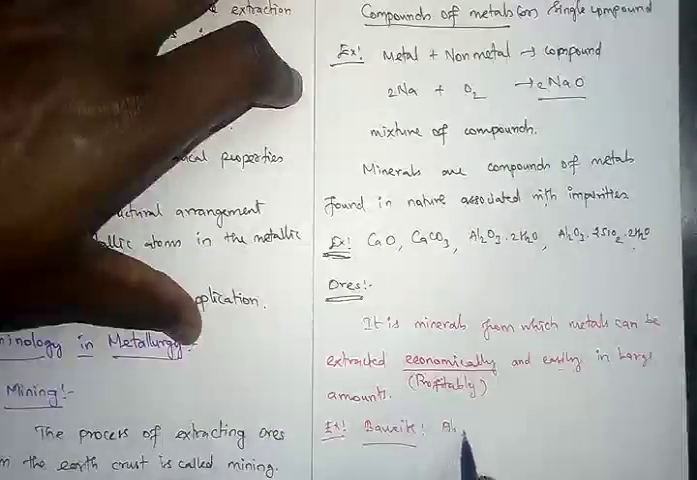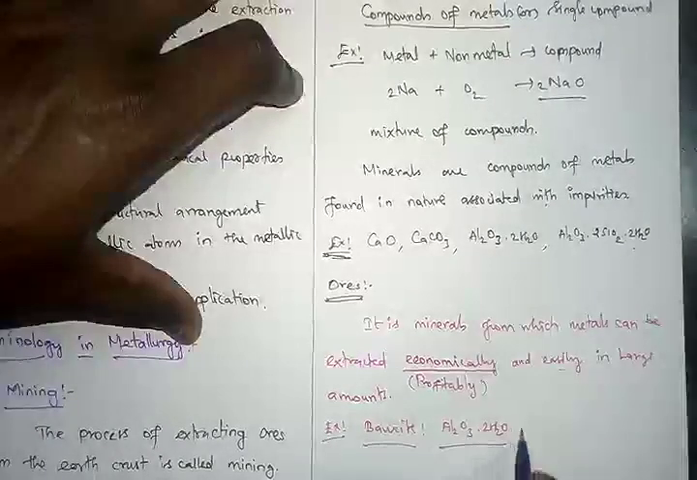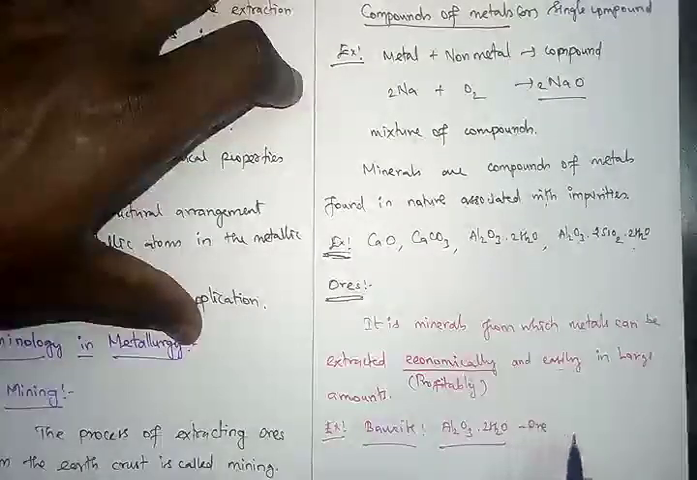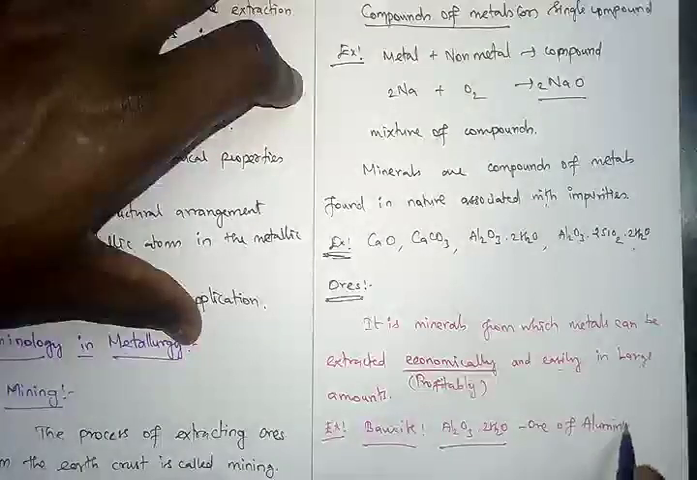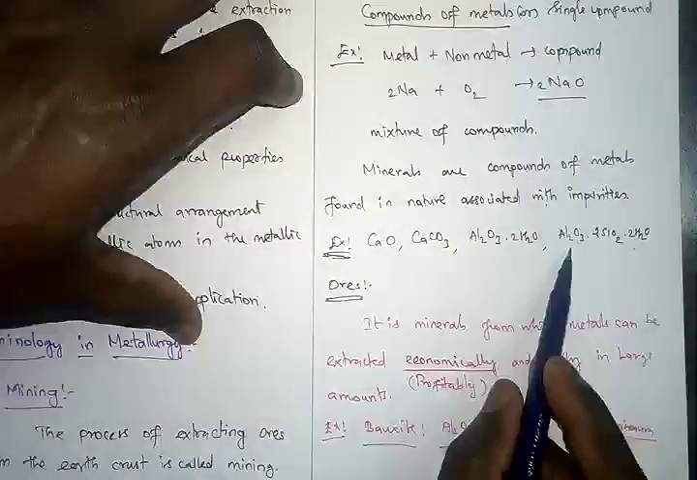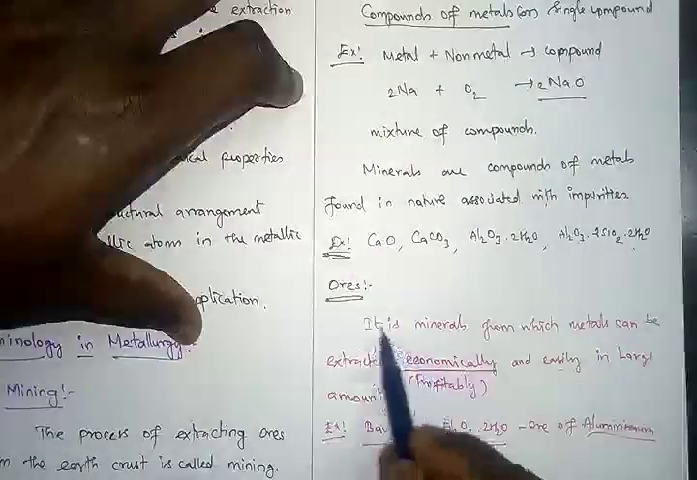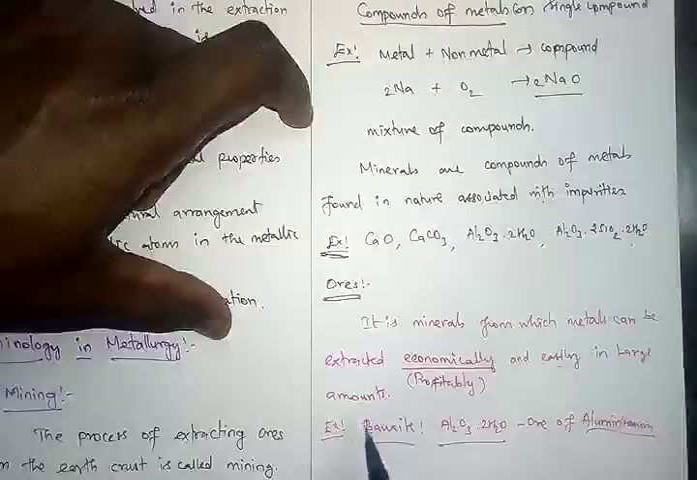It's Al2O3.2H2O. It is an ore of aluminium, which we can call a mineral too, because an ore is a type of mineral. Remember, we can call it a mineral too.